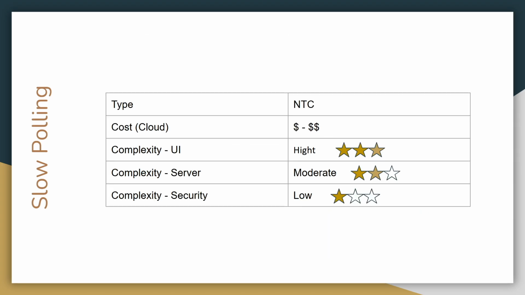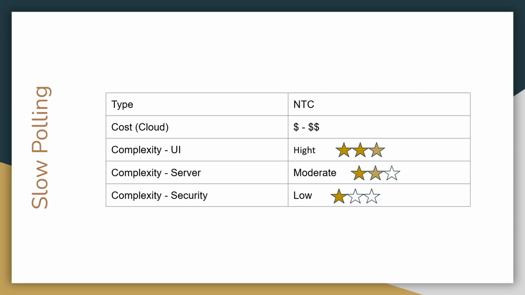So from a cost perspective, on the cloud, this is a low-cost item, low to mid, primarily because all you're doing is spinning up a Lambda that's going to be very, very short-lived. So your cost is going to be minimal.